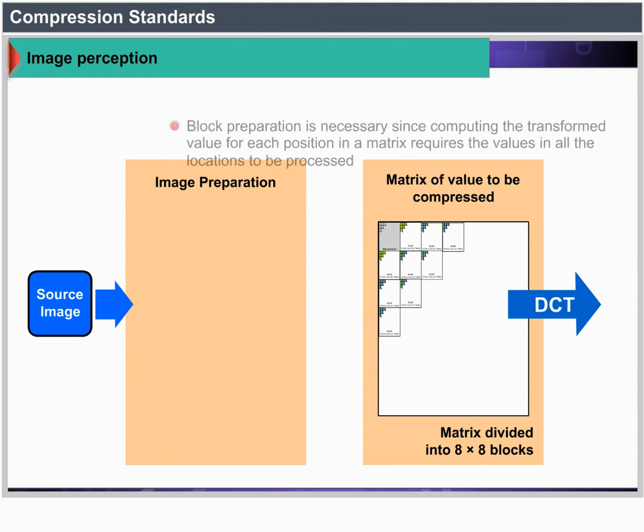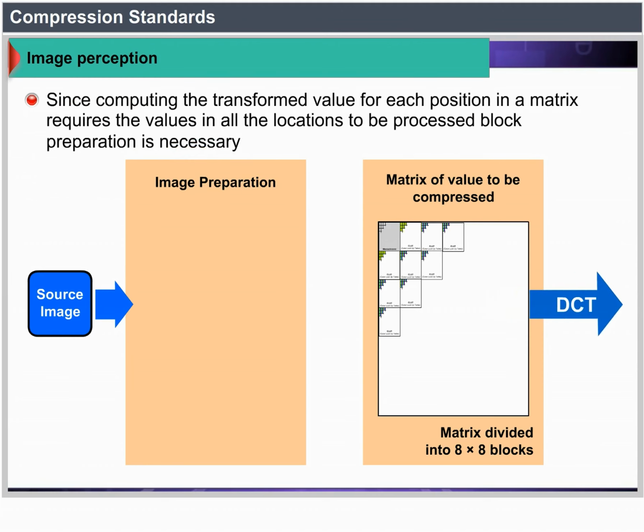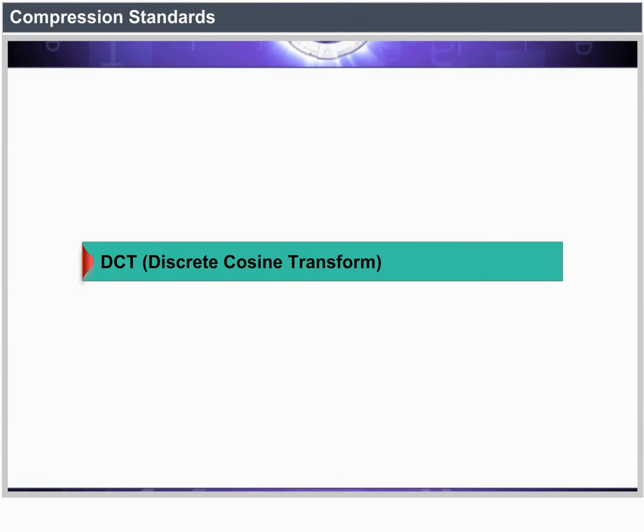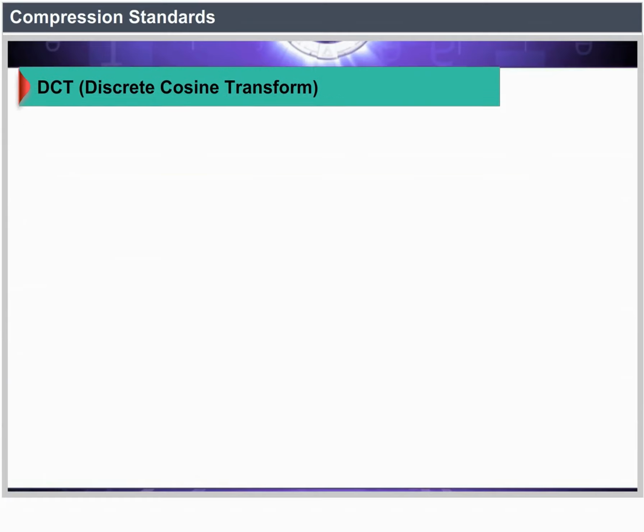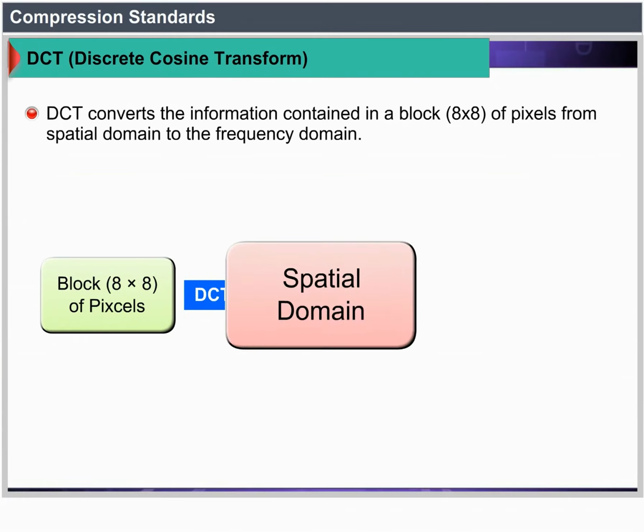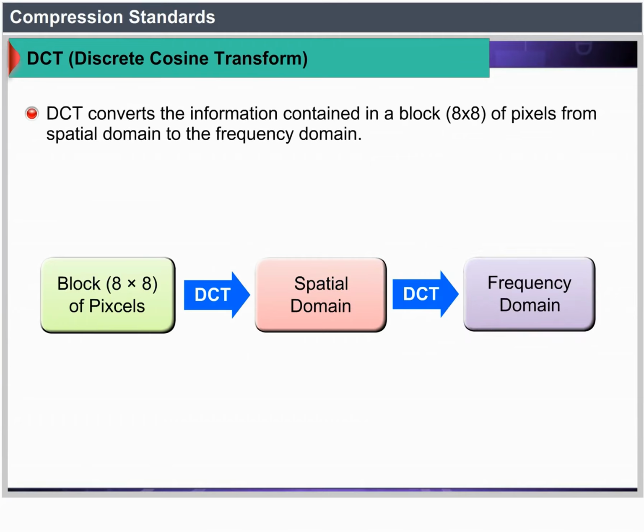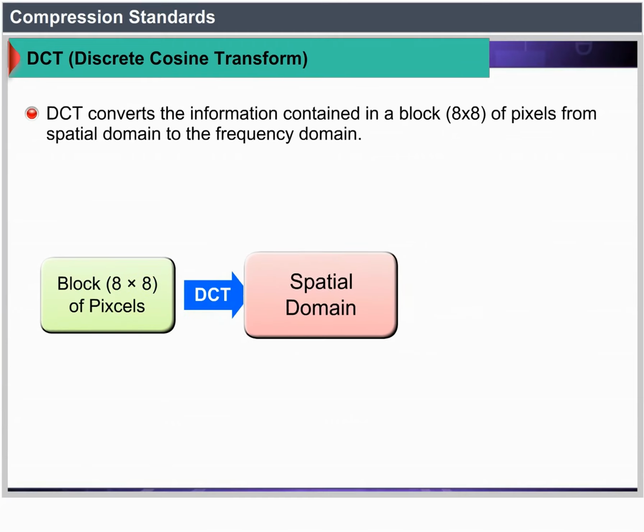Block preparation is necessary since computing the transformed value for each position in a matrix requires the values in all the locations to be processed. DCT, Discrete Cosine Transform. DCT converts the information contained in a block 8 by 8 of pixels from spatial domain to the frequency domain.